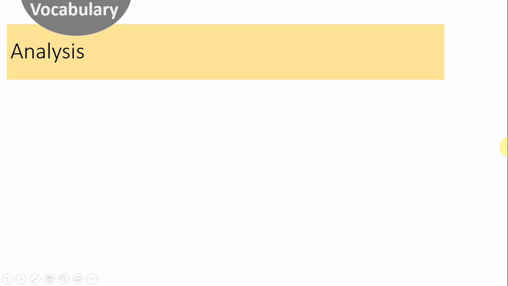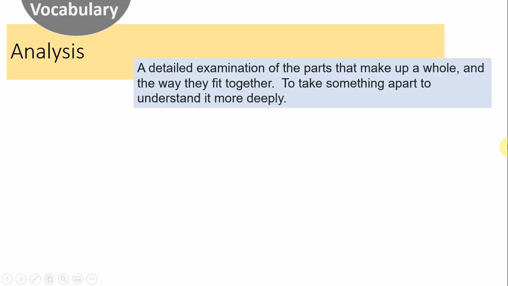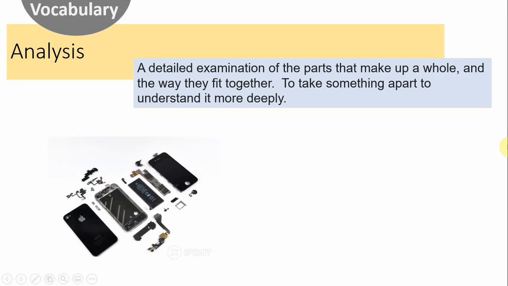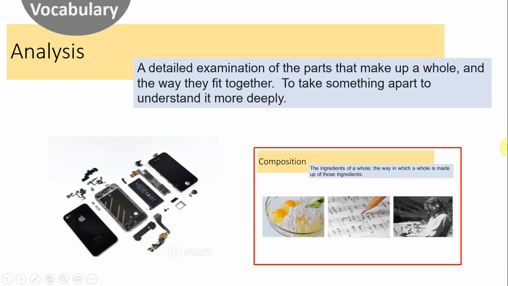So I'd like to remind you of the definition of analysis, which is a detailed examination of the parts that make up a whole and the way they fit together, to take something apart to understand it more deeply. So if you dismantled your phone to see how it worked, you would be analysing it by looking at each part in separation from the others. And this is also related to the composition of a piece, perhaps a poem or a story or anything else, which is the ingredients of a whole, the way in which a whole is made up of those ingredients. So analysis allows us to understand how something is composed and how effects are achieved.